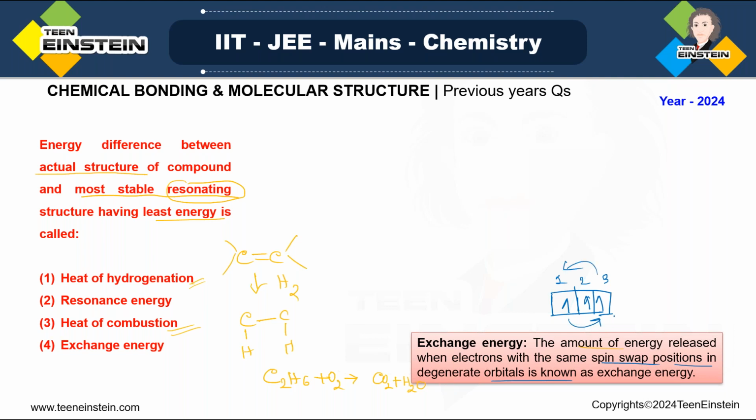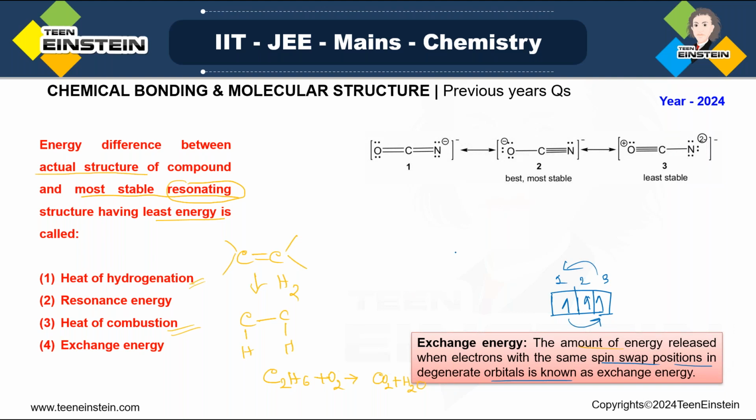These are possible, and when this type of exchange occurs, this phenomenon adds to the stability of the system, and the energy that is released is known as exchange energy. So now we know what is heat of hydrogenation, heat of combustion, and exchange energy. But what is resonance energy? Though the definition is already given, we will again try to understand.